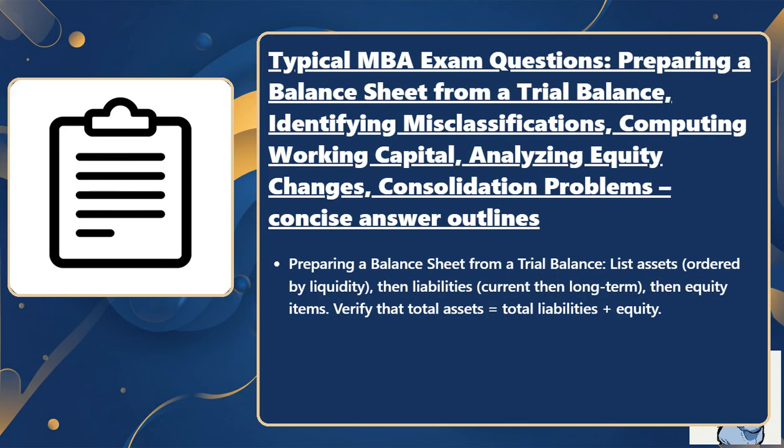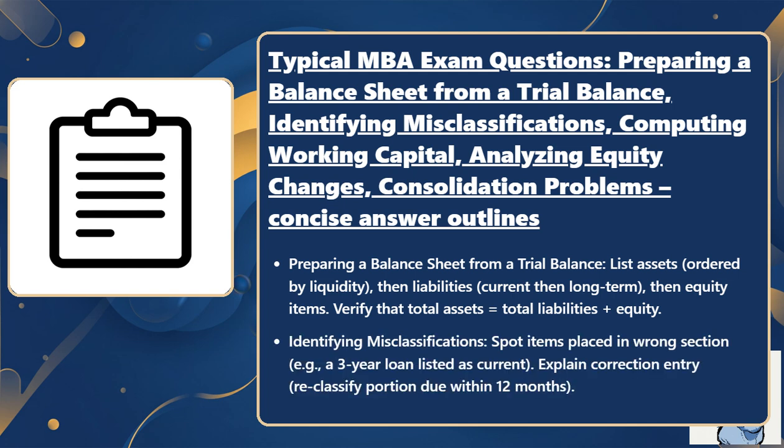Preparing a balance sheet from a trial balance. List assets ordered by liquidity, then list liabilities with current first followed by long-term, then list equity items. Verify that total assets equals total liabilities plus equity. Identifying misclassifications. Spot items placed in the wrong section, for example, a 3-year loan listed as current. Explain the correction entry by reclassifying the portion due within 12 months.